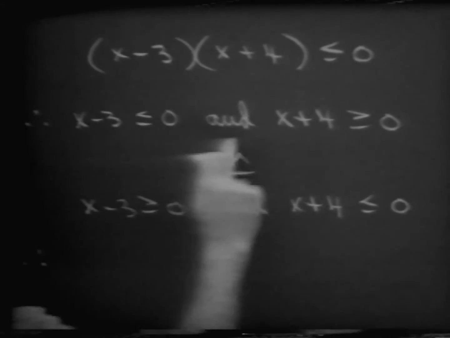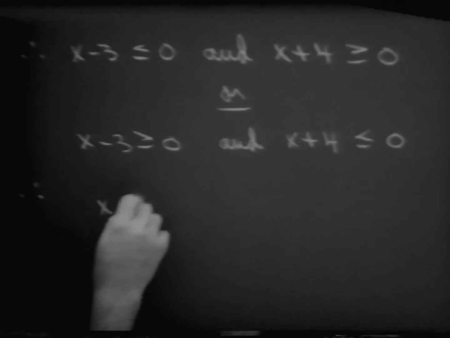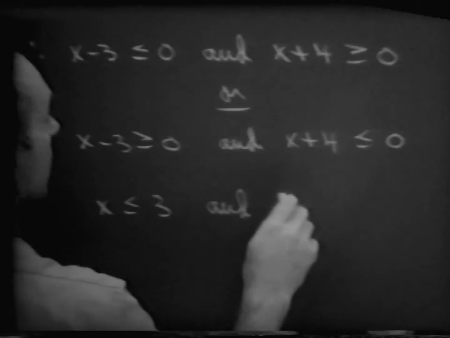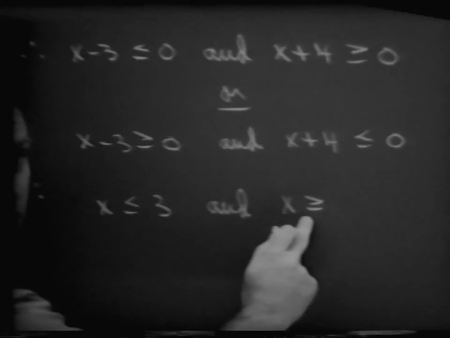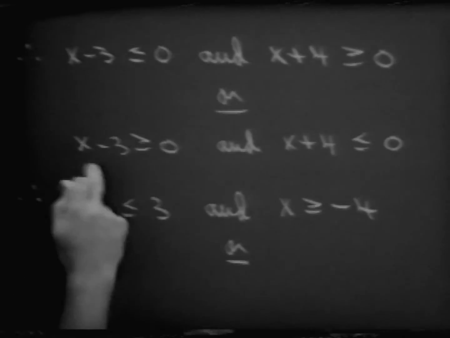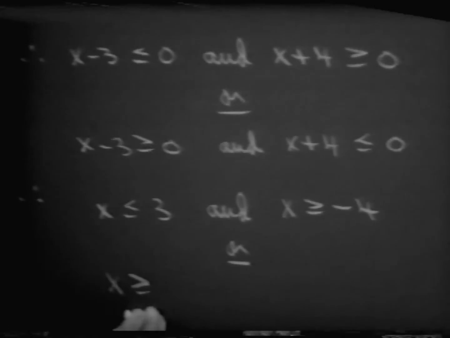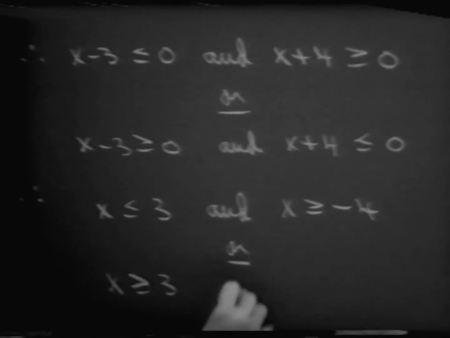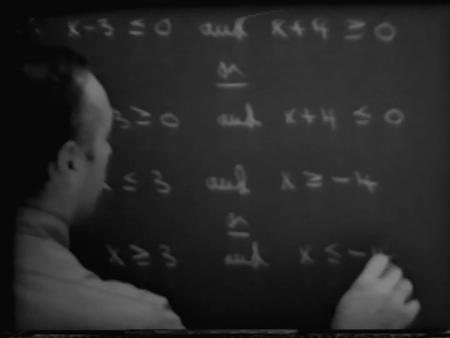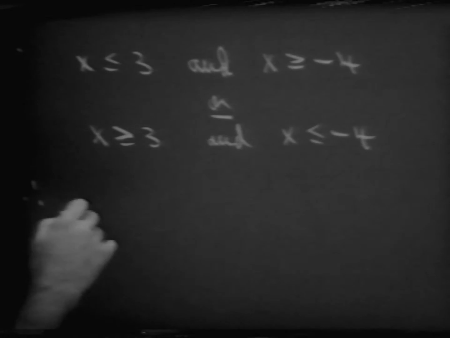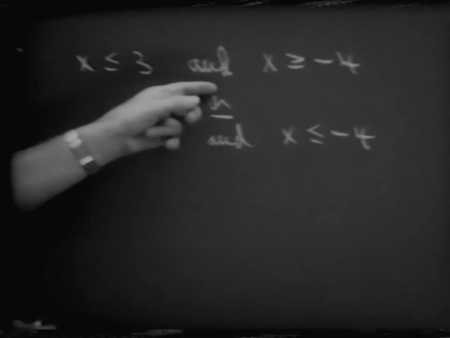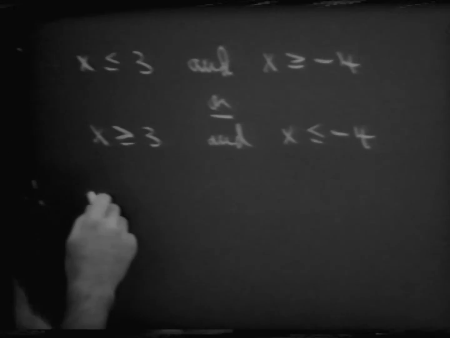Therefore, now let's come back to this line again. We have there x is less than or equal to 3. And here we may say x is greater than or equal to negative 4. Or, now let's look at this line. We have x is greater than or equal to 3, and x is less than or equal to negative 4. All right? Therefore, now let's go right to our set notation. X is less than or equal to 3, and x is greater than or equal to negative 4.